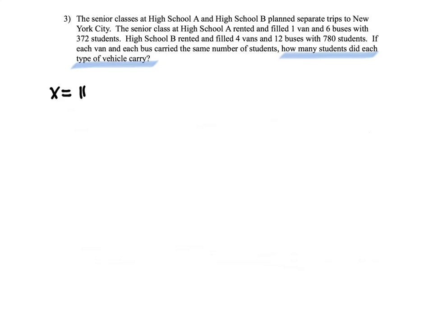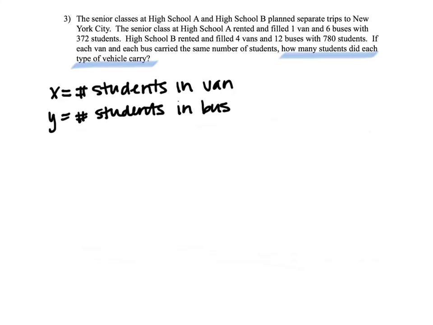Now, the first thing that I'm going to take a look at is the question itself, and the question word. So, how many students did each type of vehicle carry? This is telling me the unknown pieces are how many students in each vehicle. So, X will be the number of students in the van, and Y will be the number of students that were in the bus. And again, there's multiple vans and buses depending on which high school we're talking about.